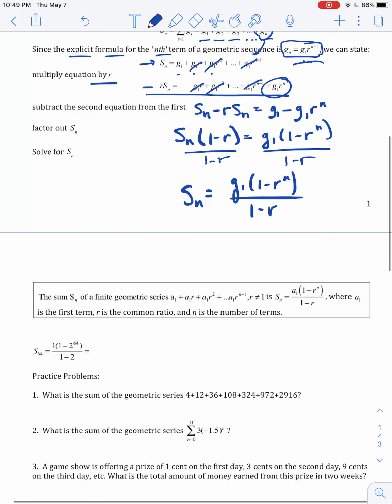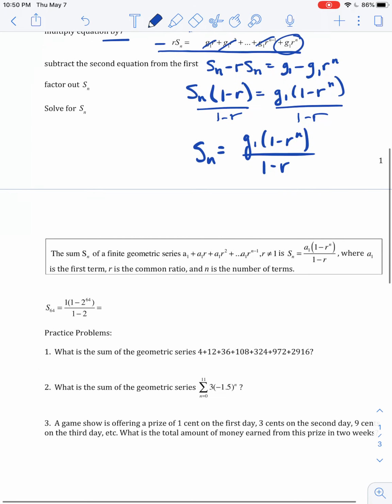So there's the formula again. For whatever reason, when I typed this up a year or two ago, I accidentally used A1 instead of G1, but it doesn't really matter. If you want to keep it straight, you can use a G1. Notice what's interesting about this formula is that it only requires the first term, the number of terms, and the ratio. You don't actually need to figure out the last term of the series, which you normally would do with arithmetic, right?